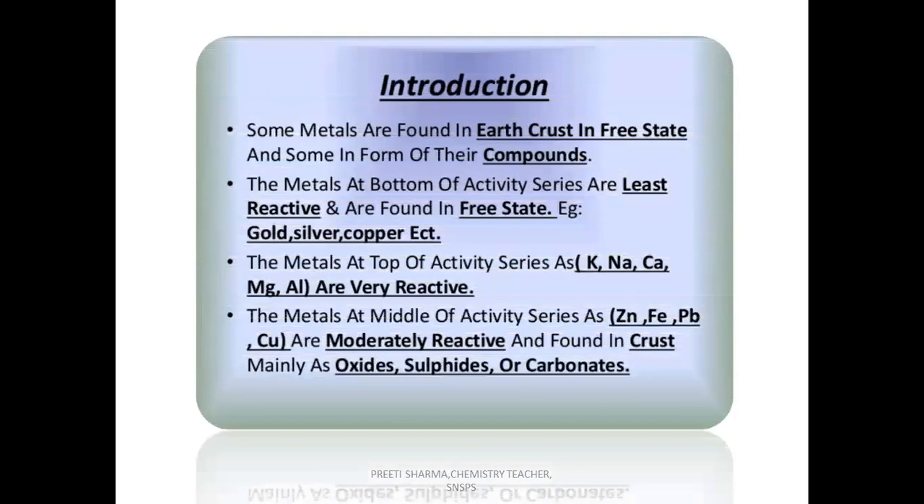Now, some metals are found in the earth crust in a free form, which is known as its native form. And the metals at the bottom of the activity series are least reactive and are found in a free state, students, like gold, silver, and copper. The metals at the top of the activity series, such as sodium, potassium, calcium, magnesium, aluminium, are very reactive in nature. And the metals in the middle of the reactivity series, such as zinc, iron, lead, copper, are moderately reactive and found in the earth mainly as oxides, sulfides, or carbonates, as I have discussed with you in my previous slide.